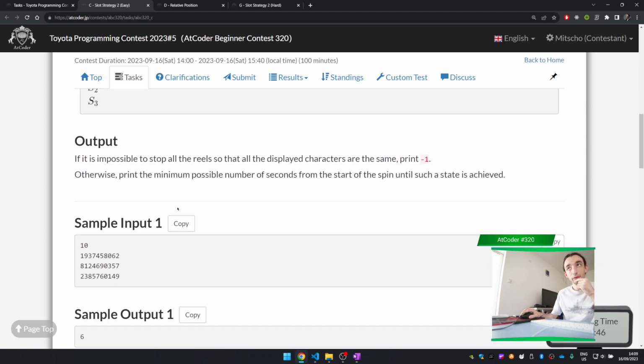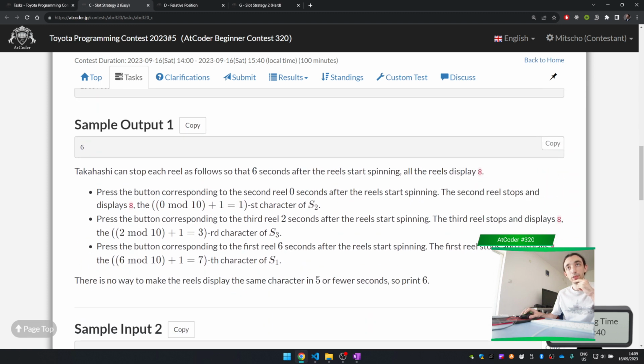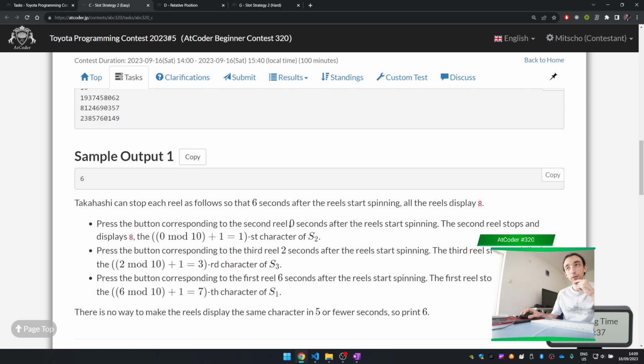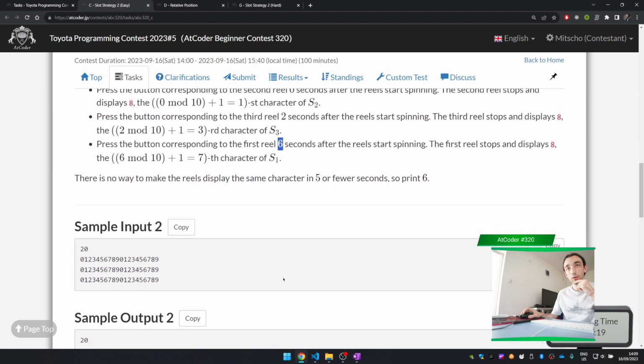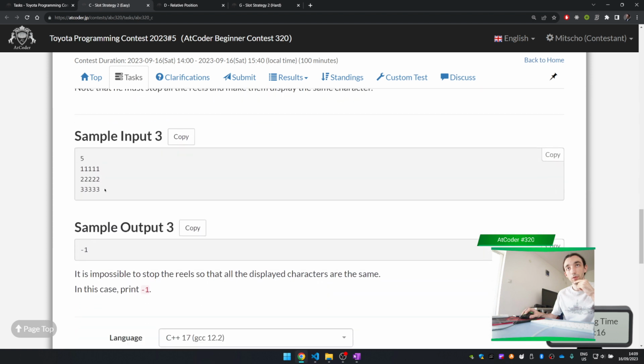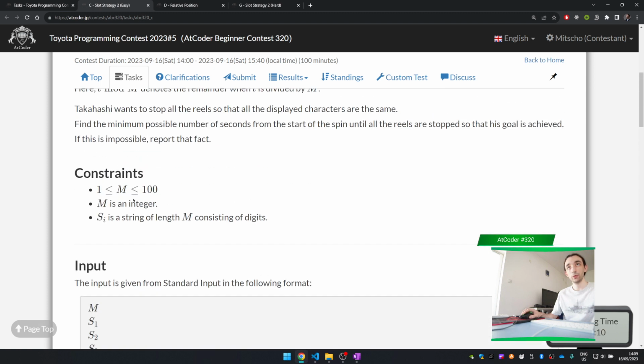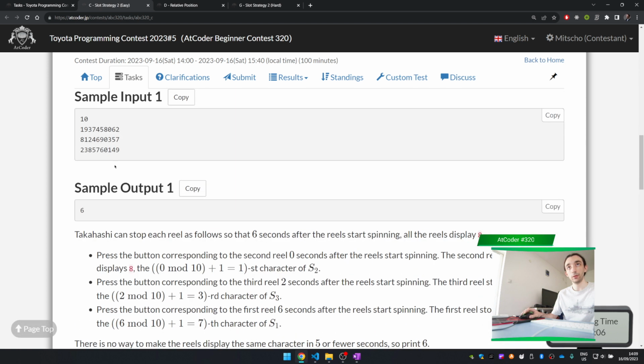If it is possible to stop all reels, display the minimum number of seconds; if it is impossible, display -1. So press the button corresponding to the second reel 0 seconds after the start, and it stops and displays 8, and then press the button corresponding to the third reel 2 seconds later, then 6 seconds after. So there is no way. Okay, it does not guarantee that all the characters exist, but all the digits. So first we have to brute force what digit we have to stop every reel.